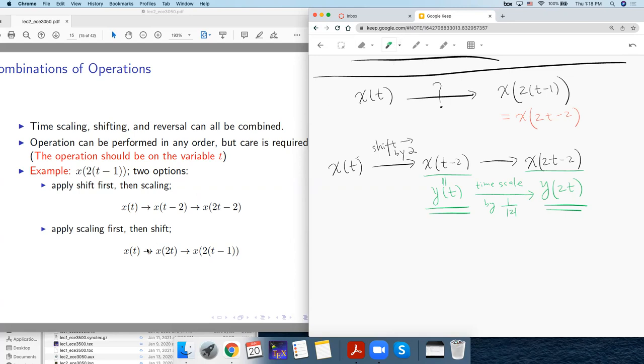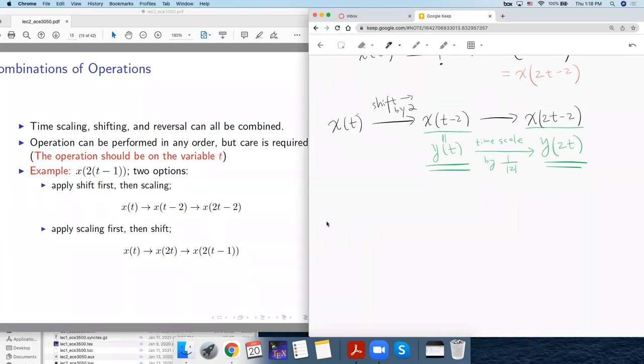So that's the combination of these two basic operations, shifting first and then scaling afterwards. Okay, now let's look at the second path. We're doing scaling first and then shifting. Now what is the first operation, from x(t) to x(2t)? What is this operation? Time scaling, right? It's a very standard time scaling. So it's a time scale by 1/2. We are squeezing x(t) by 1/2.